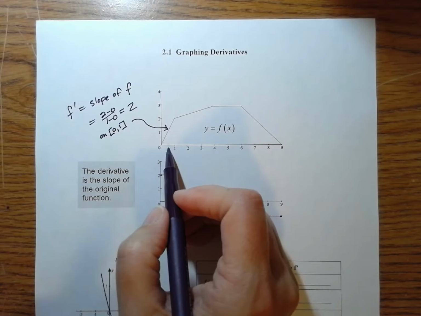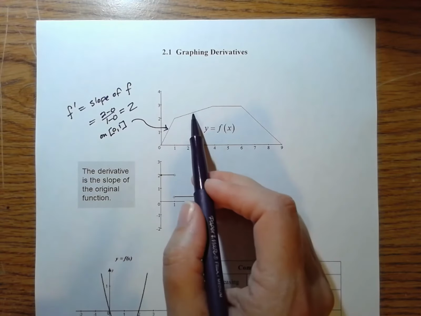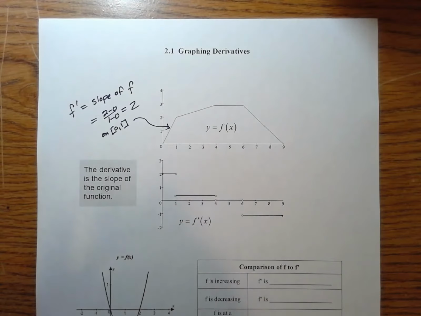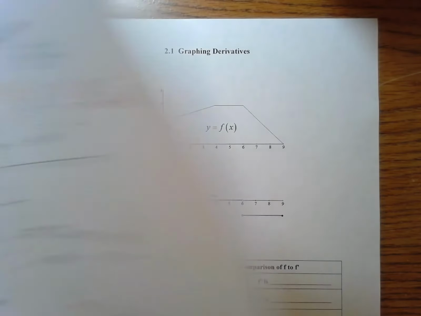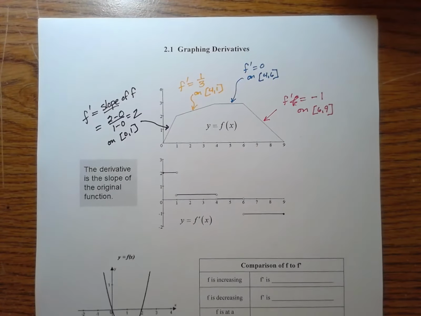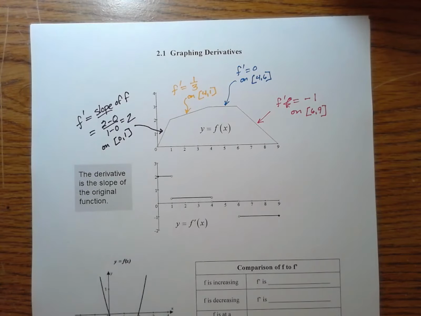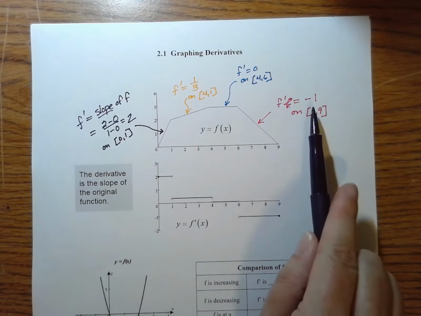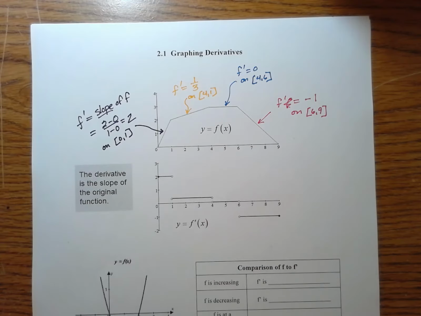Now I'd like you to pause the video because I want you to take the time to figure out the slopes of the other 3 segments and then come back to me and let's talk about what you found. Okay, so I've done it here. I've got the slopes of the other 3 segments, so you can compare your answers to mine. I got the slope is 1/3, and then 0, and then -1 on the 3 segments of the graph.